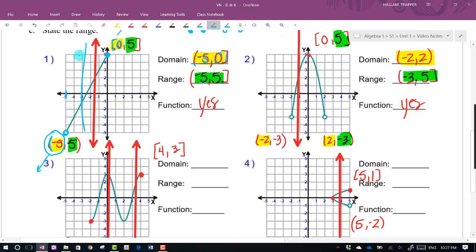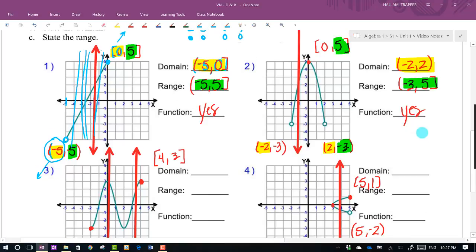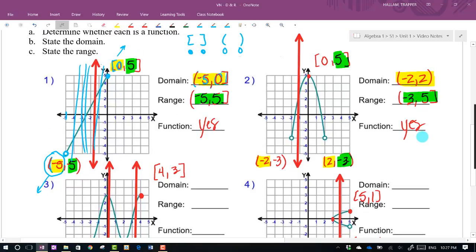Is this a function? Well, then you do your vertical line test, you draw vertical lines all over it, and it has to pass everywhere, and this one does, so it is a function. Okay, here's another example to look at really quickly.